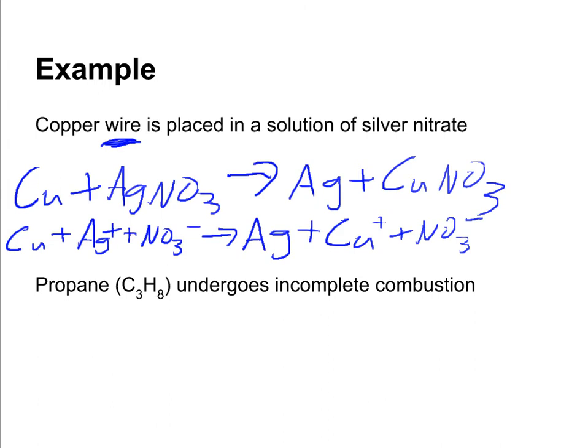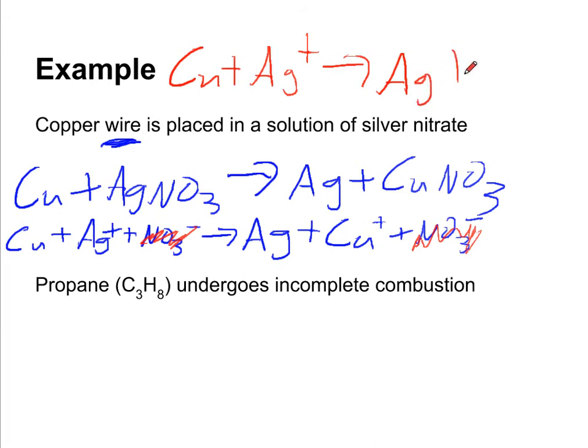So now we need to identify the spectators. Copper is just a solid on the reactant side. That's an ion on the product side, but they're not the same, so we don't cross them out. Silver is an ion on the reactant side and solid on the product side. They're not the same, we don't cross them out. Nitrate is the only thing that exists as an ion on both sides, so we're going to get rid of nitrate, and whatever's left is our net ionic reaction. So we'll have copper plus silver ion yields silver plus copper ion.